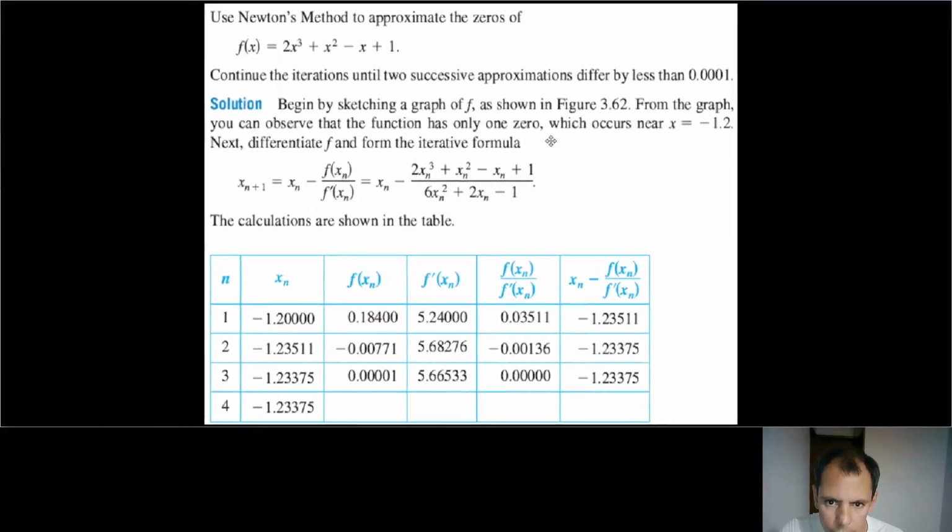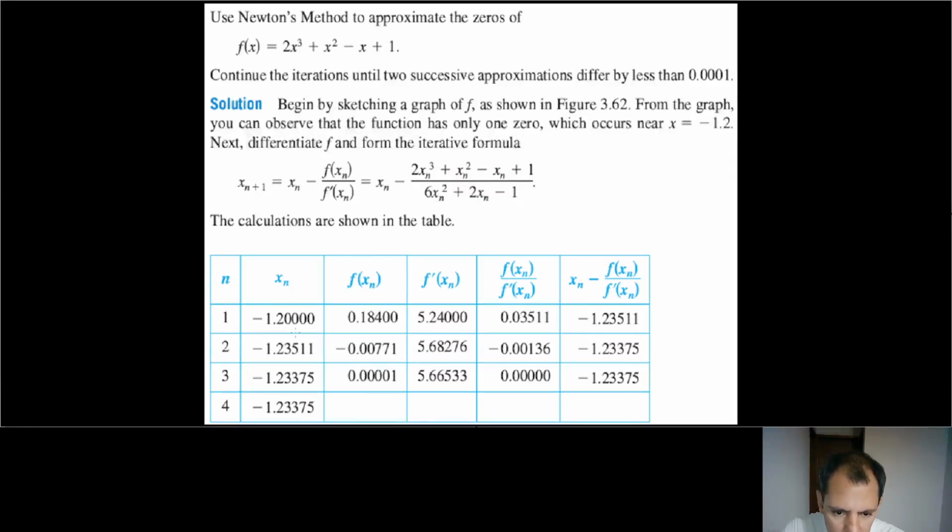Here. So now you have 2x cubed plus x squared minus 1 plus 1. Okay, so here you got the formula for the iteration, which is going to be this function divided by this function. And it gives you an estimate, right? The estimate is minus 1.2.